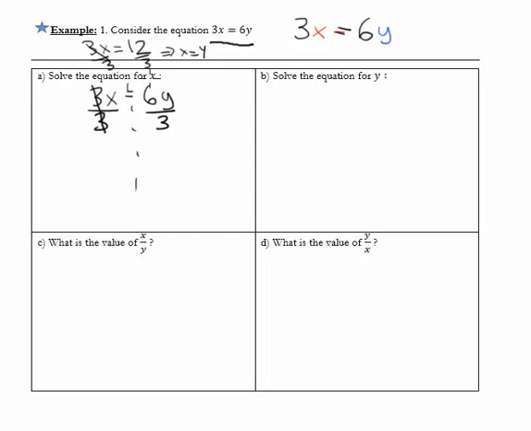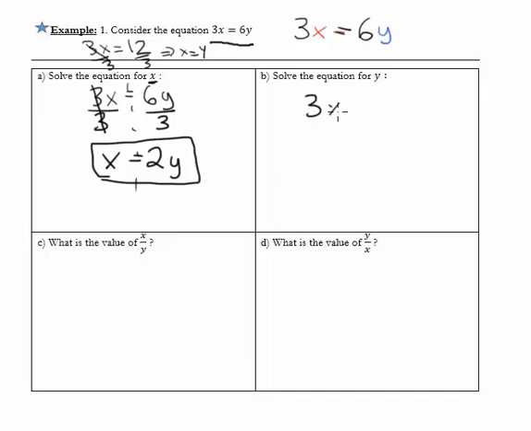That cancels, and we are solving the equation for x. We're getting x all alone. x equals 6 divided by 3 is 2, and the y is still there. x equals 2y, and we're done. That's it. Now, let's solve this equation for y.